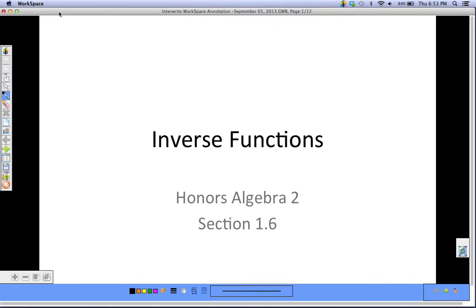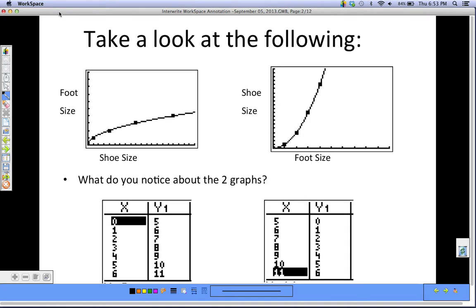Okay, let's start day 2 of functions. Today we are going to look at inverse functions. So, take a look at these following diagrams. What do you notice about the two graphs, or even the two charts?